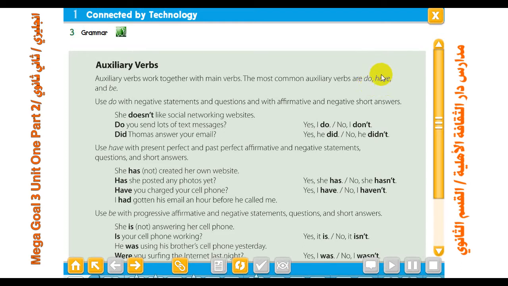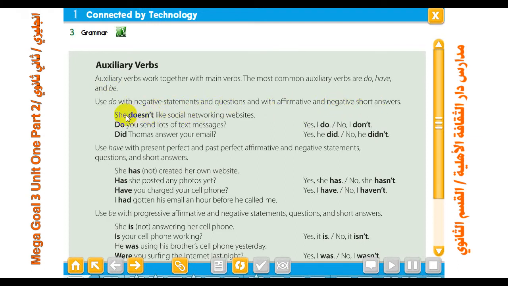The auxiliary verb have has three forms: have, has, and had, and they are used with perfect tenses. The verb be has five forms: am, is, are, was, and were. These auxiliary verbs are used with the progressive tenses. Okay, use do with negative statements and questions, and with affirmative and negative short answers.